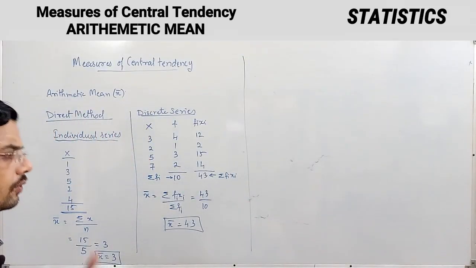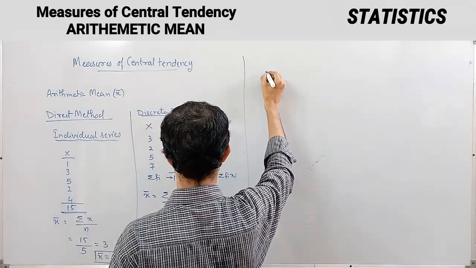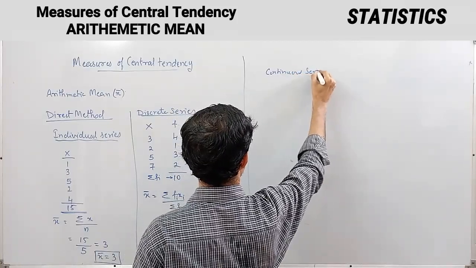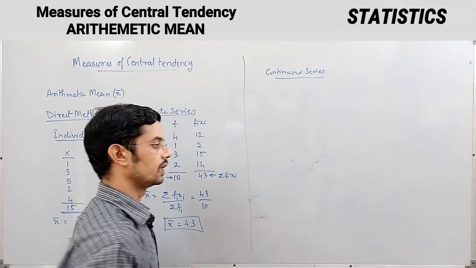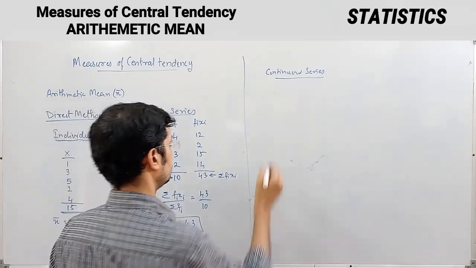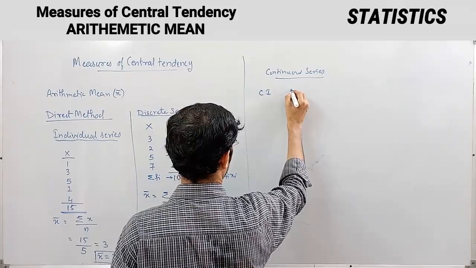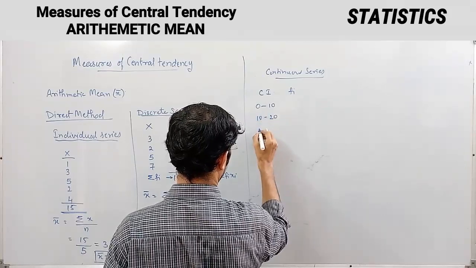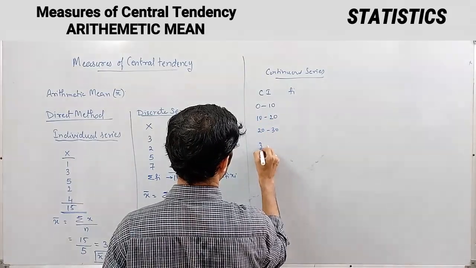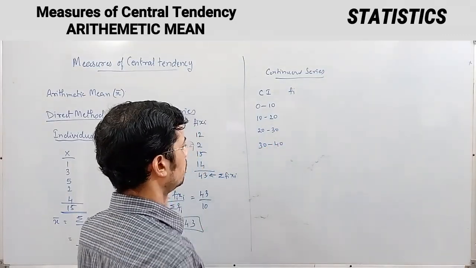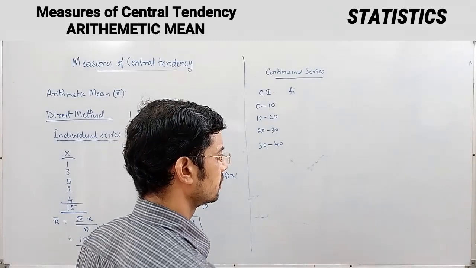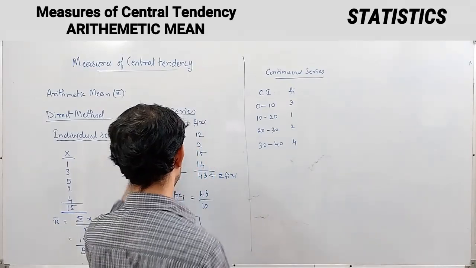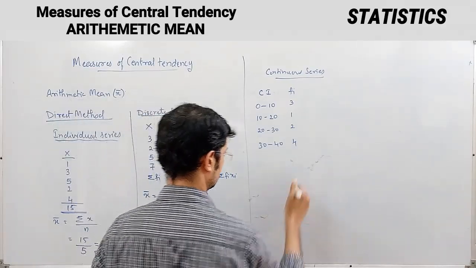Now we shall move on to the continuous series. What is there in continuous series? Let us take an example. We have class intervals and their corresponding frequencies. So this is 0 to 10, this is 10 to 20, this is 20 to 30, and this is 30 to 40, and their corresponding frequencies can be taken as 3, 1, 2 and 4. I am taking almost the same numbers for simplicity.